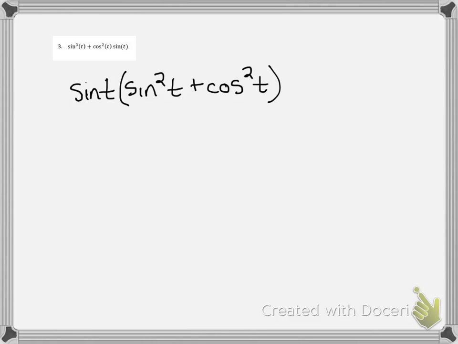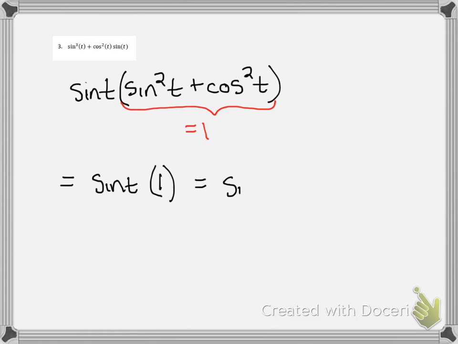In problem 3, everything's already written in terms of sine and cosine. In this case, both of the terms have a sine as part of the term that we can go ahead and factor out. And once we write that in factored form, what's inside the parentheses, sine squared t plus cosine squared t, that's the Pythagorean identity, and that's equal to 1. So essentially we've got sine of t times 1, which of course is just sine of t.